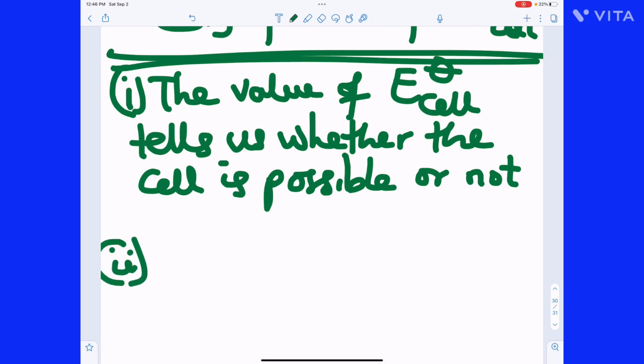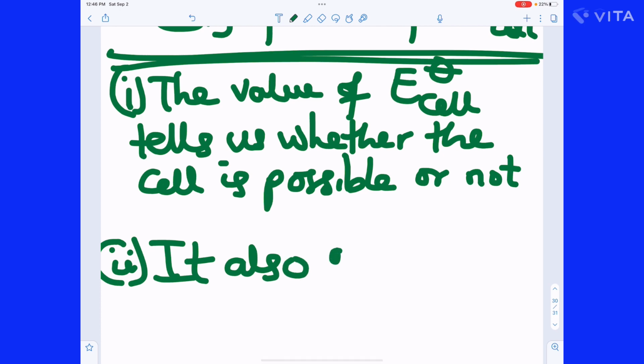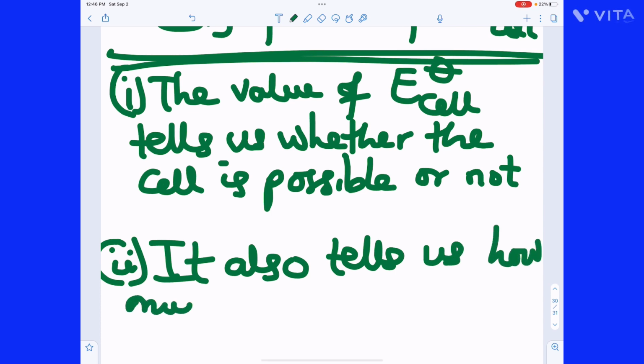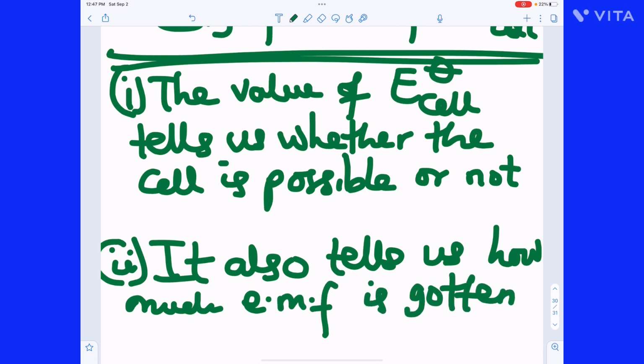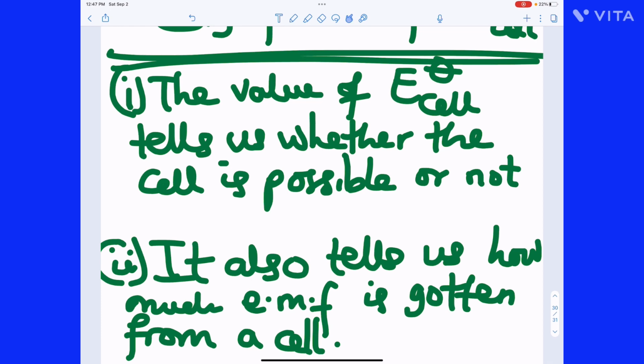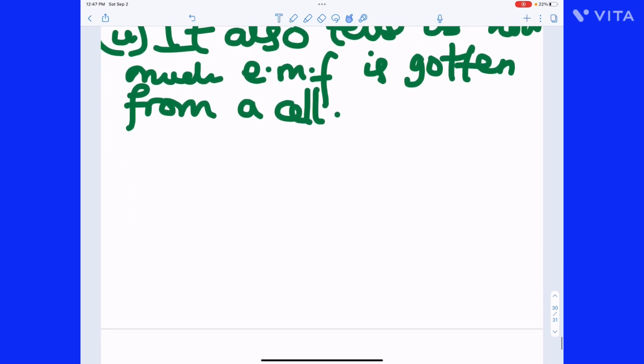And when the cell is possible, it also tells us how much EMF is gotten from a cell. It also tells us how much EMF is gotten from what? From a cell. So it gives us two things. It tells us how much EMF is gotten from a cell.